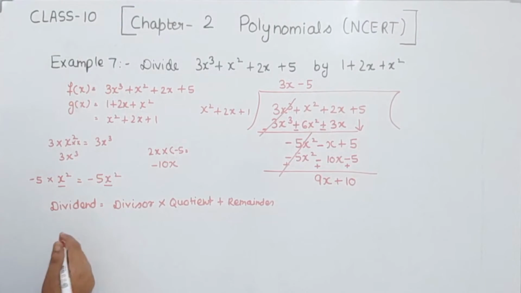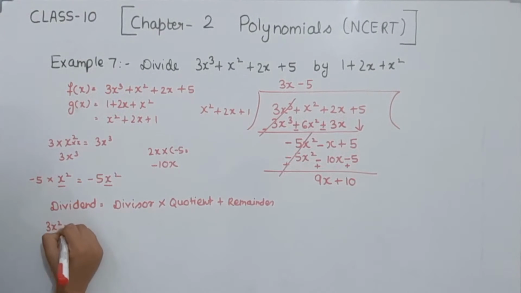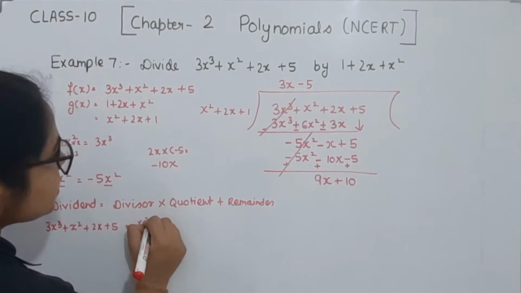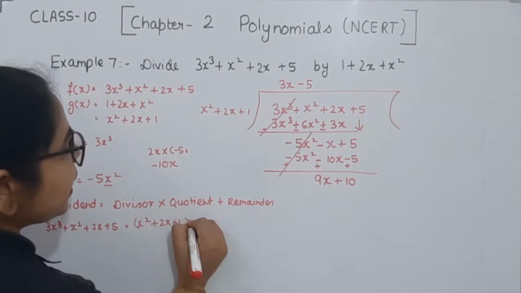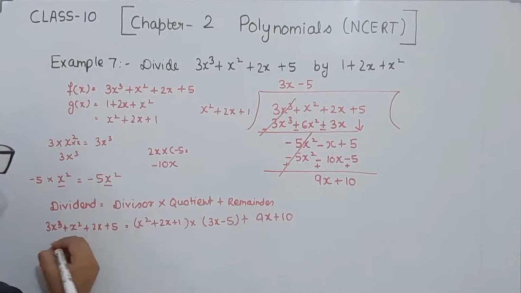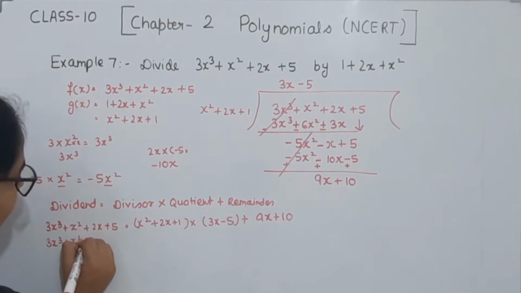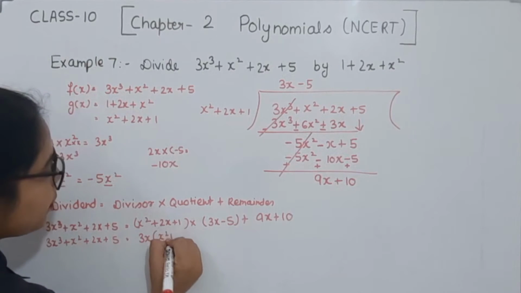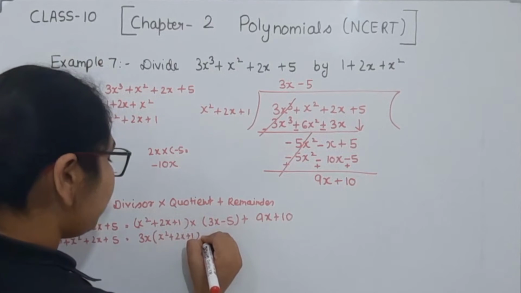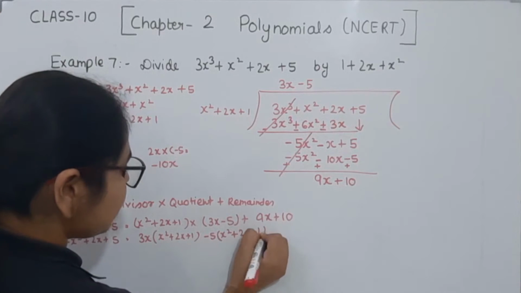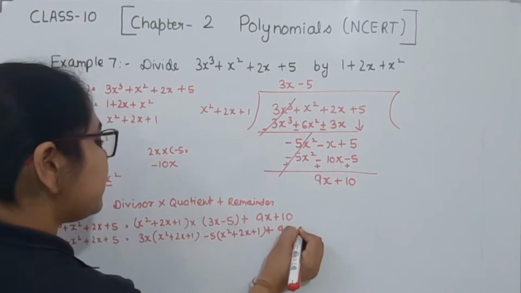Now we will check this one. The dividend we have is 3x cube plus x square plus 2x plus 5. The divisor we have is x square plus 2x plus 1. The quotient we have is 3x minus 5, and the remainder we have is 9x plus 10. So we are going to multiply this. First of all I am going to multiply this whole expression by 3x, then I am going to multiply this by the minus 5. So this is x square plus 2x plus 1, and here we have plus 9x plus 10.